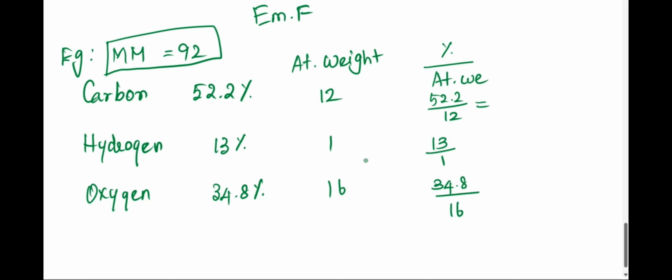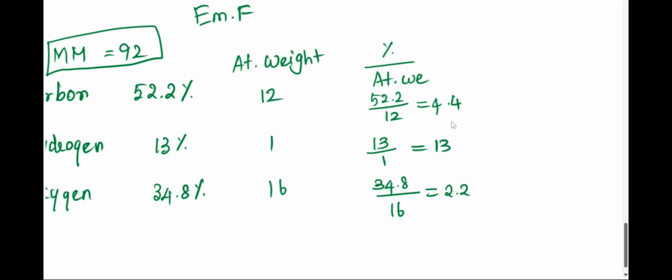I'm getting around 12, 12 4s are 48, so I'll get around 4. More accurately, I'll be getting 4.4. So here I'm getting 13, and once again I'll get around 2, so 2.2. Now I have to take the simplest ratio of these numbers. Here I'm having 4.4, here I'm having 13, and here I'm having 2.2.